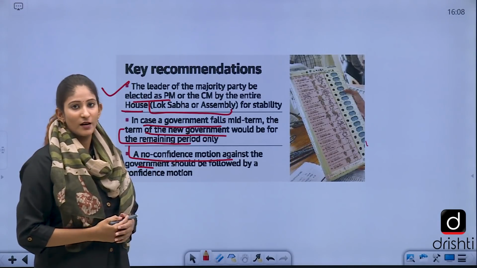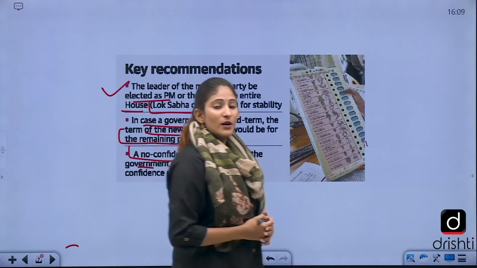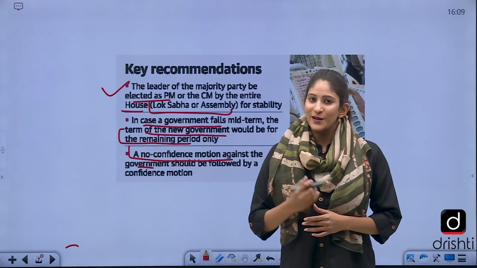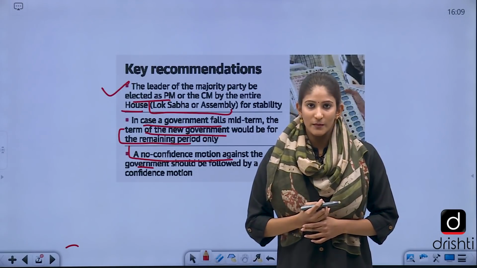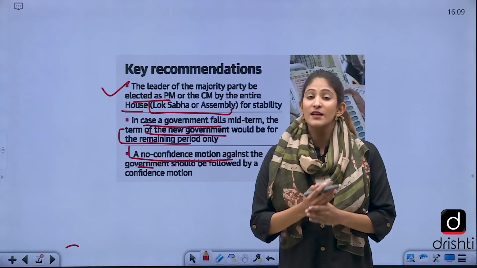So these were the key recommendations of the Law Commission. If we talk about a prelims based question, please tell me in the comment segment when was the first ever Law Commission formed post independence and who was it chaired by.